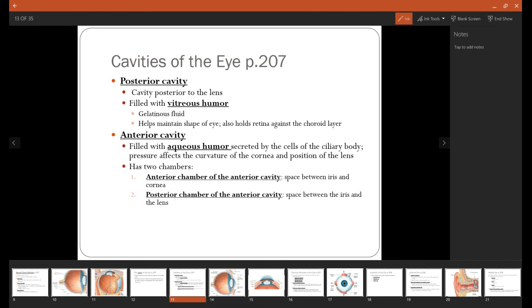The anterior cavity is everything in front of the lens, and there's two parts to it. These two parts are called chambers, and something you always want to remember is that cavities are bigger than chambers. These chambers are going to be named just after their orientation. One's in front, one's behind. So anterior chamber of the anterior cavity is just the space between the iris and the cornea, whereas the posterior chamber of the anterior cavity is smaller, and it's just the space between the iris and the lens. Now, both of these chambers and the entire anterior cavity are filled with something called aqueous humor, which is more of like a watery type substance.